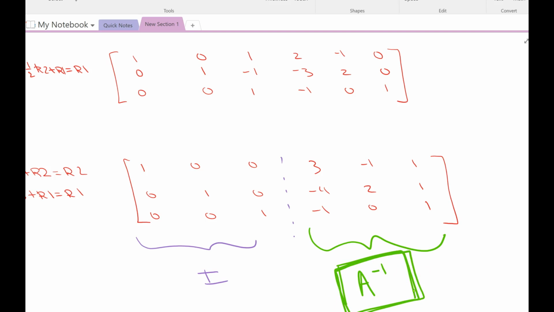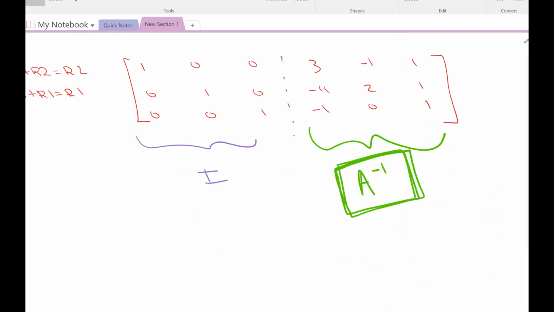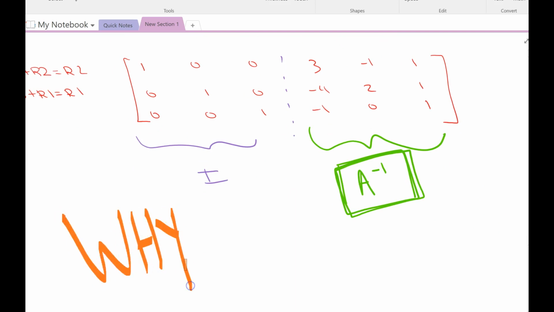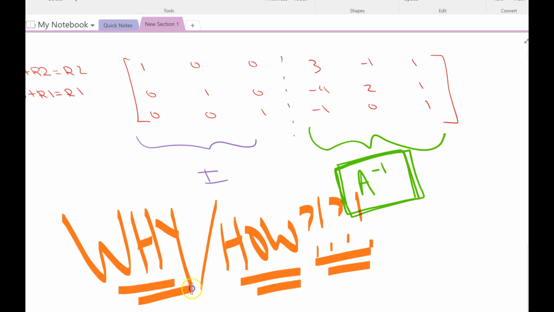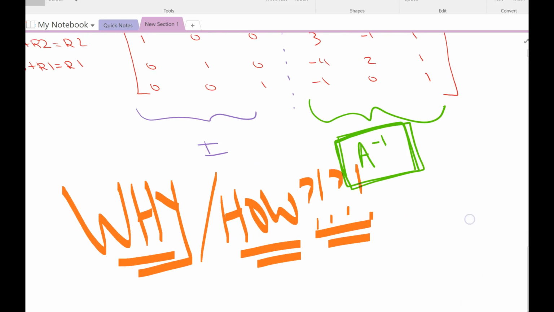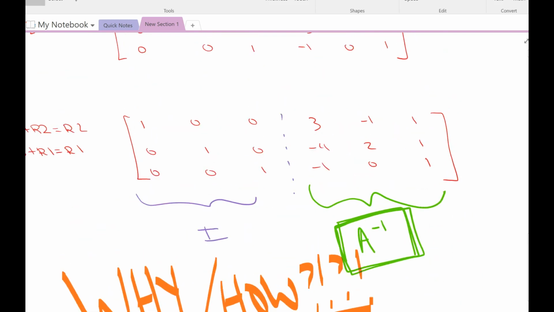Now, the big question is, why does this work? Why, or I guess how, does this work? That's part of homework tonight. I want you to think about why in the world this works, and we'll answer that question tomorrow in class, because I do want to hear what you think about this one. All right, let's make a couple of statements about this method.